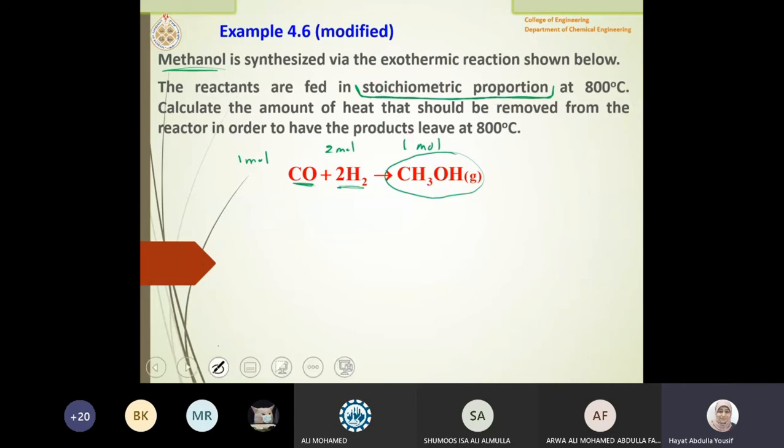Okay, so let's continue. Then it says that it started at 800 degrees C. So this is the temperature of the reaction. Now you can see that the temperature is no longer 298. According to what they say here, I want to calculate the amount of heat that should be removed from the reactor in order to leave the product at 800.